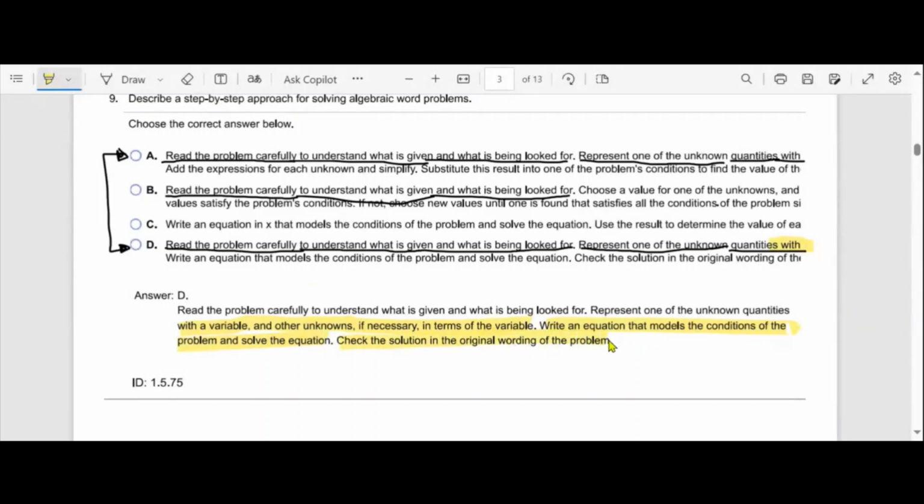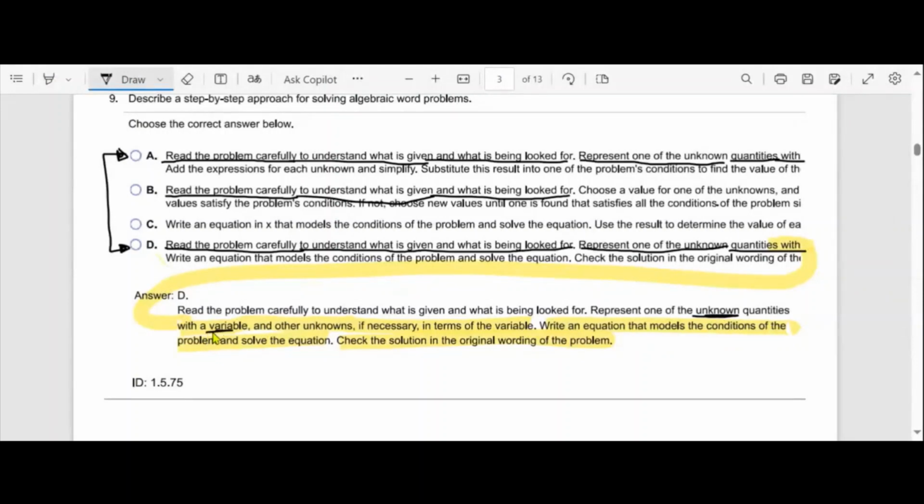Check the solution in the original wording of the problem. So this one here is missing that. You understand what I'm saying? It's missing this. So here, it's either A or D. In this case, we're going to choose D because you have something that is unknown.